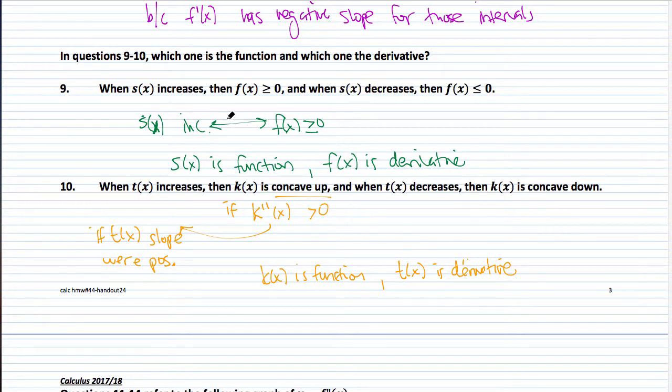So if I know something about concavity, that tells me that the derivative of the function is increasing for that section if it's concave up, or it's decreasing for that section if it's concave down. So I need to be able to use all of these to interrelate derivatives and functions.